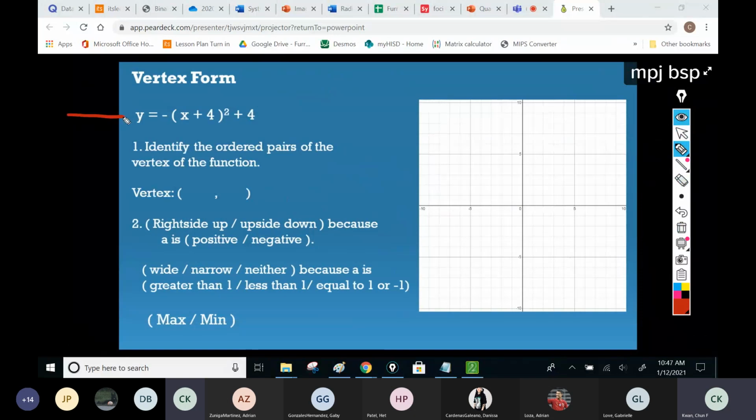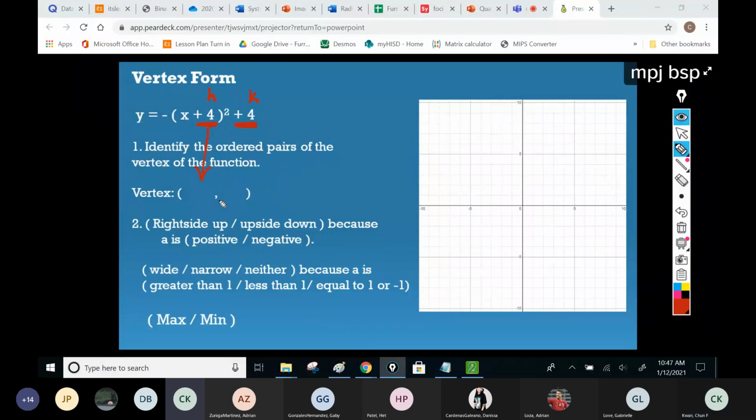All right, right here, I'm giving you a quadratic function. It is in vertex form. I want you to identify the ordered pair of the vertex. So I want you to be able to identify the location of the vertex. In other words, I'm asking you what is the h and then what is the k?